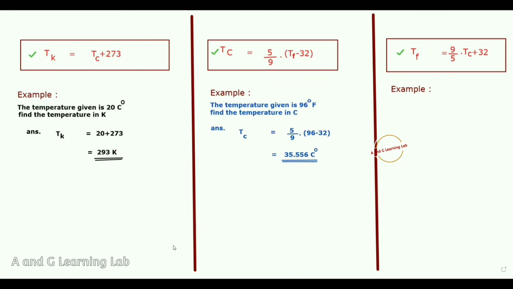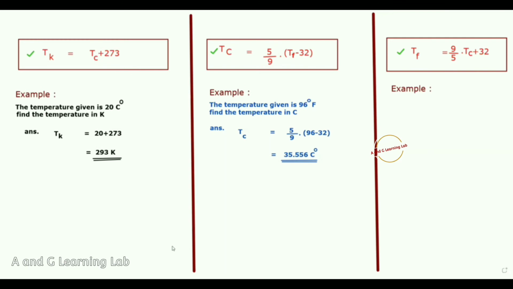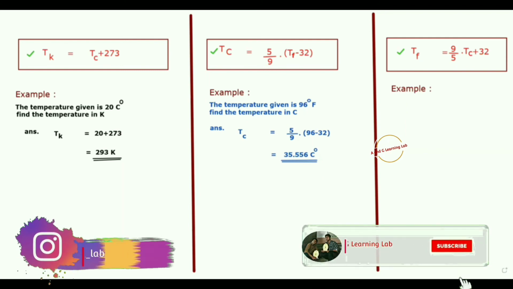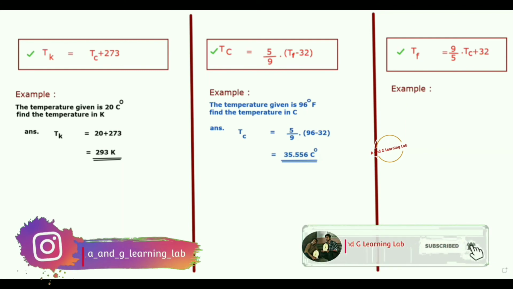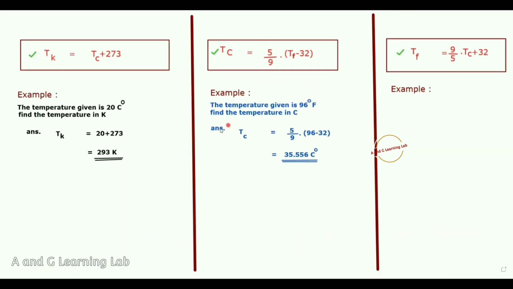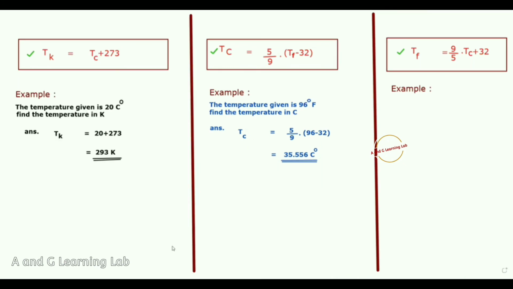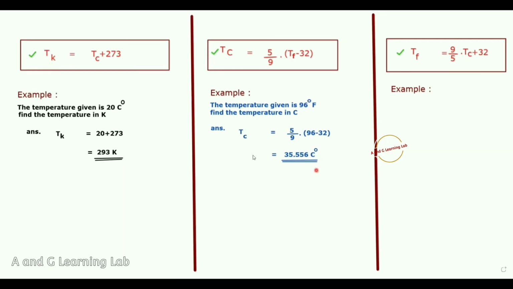Then, let's see second example. We have to find the temperature in Celsius. Here the temperature given is 96 degree Fahrenheit. So the temperature given is in Fahrenheit and we have to convert it into Celsius. So temperature in Celsius is equal to 5 by 9 into (Tf minus 32), which is equal to 5 by 9 into (96 minus 32), which is equal to 35.556 degrees Celsius.